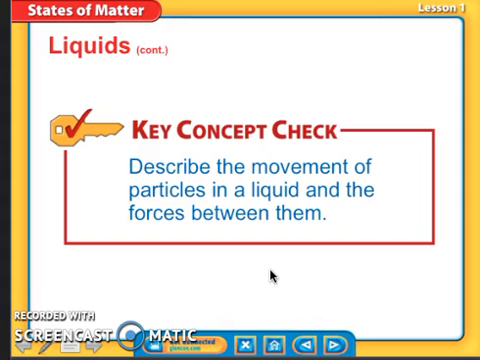So, describe the movement of particles in a liquid and the forces between them. You can pause and discuss or think about it. The particles in a liquid are able to slide past one another, and their force is a lot weaker than in solids. Okay? That's why they have no definite shape.